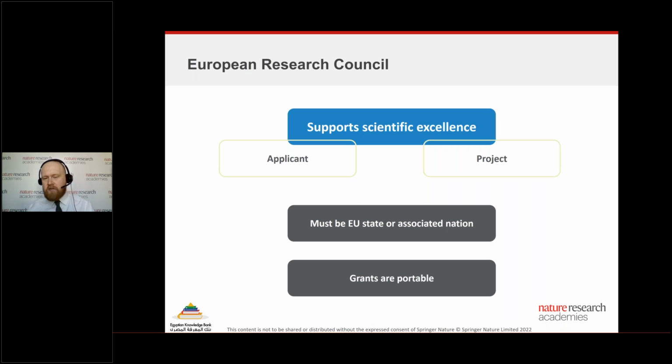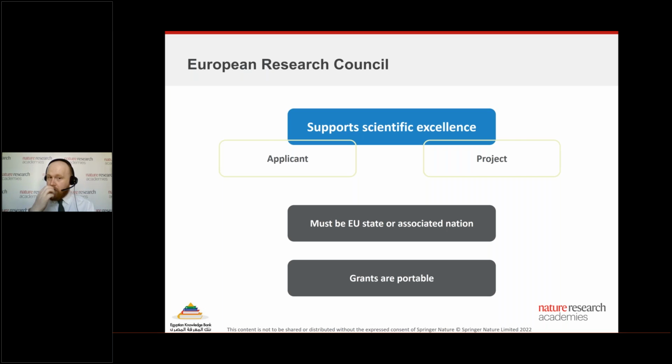In order to be eligible for the European Research Council, you must be within an EU state or associated nation. Egypt is indeed an associated nation. But grants are actually portable, meaning if you're successful in gaining funding, you can take your funding to any university within the EU or associated nation.